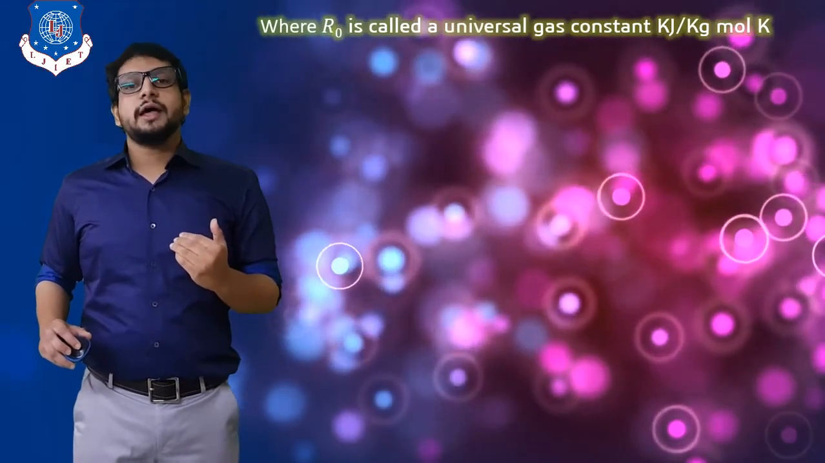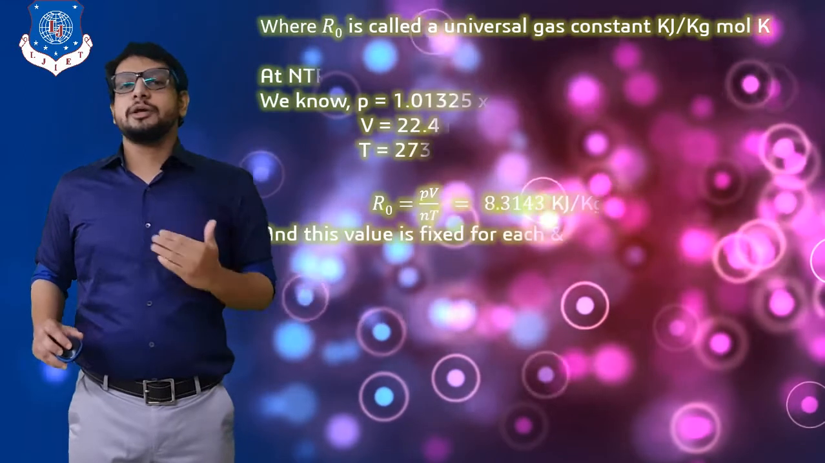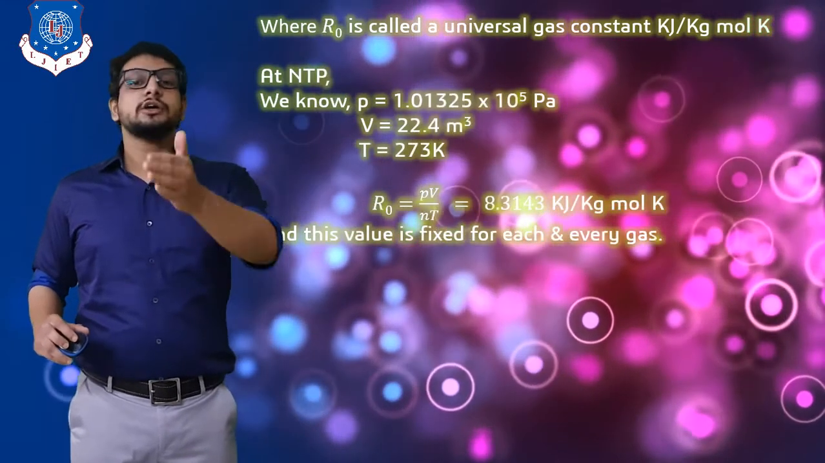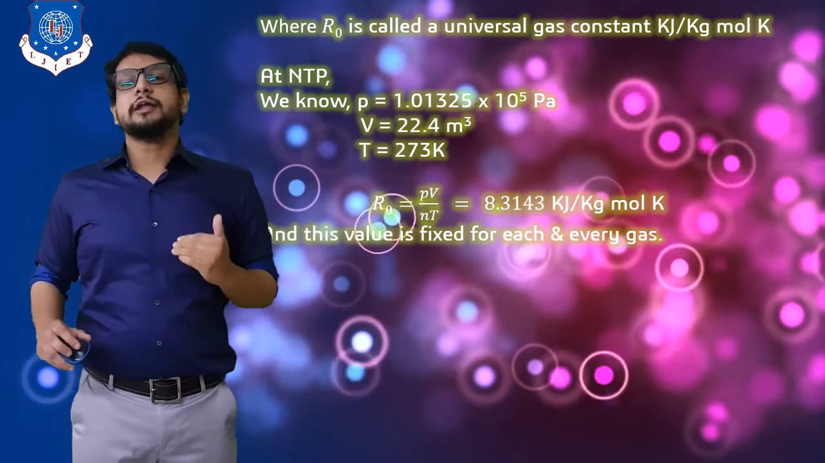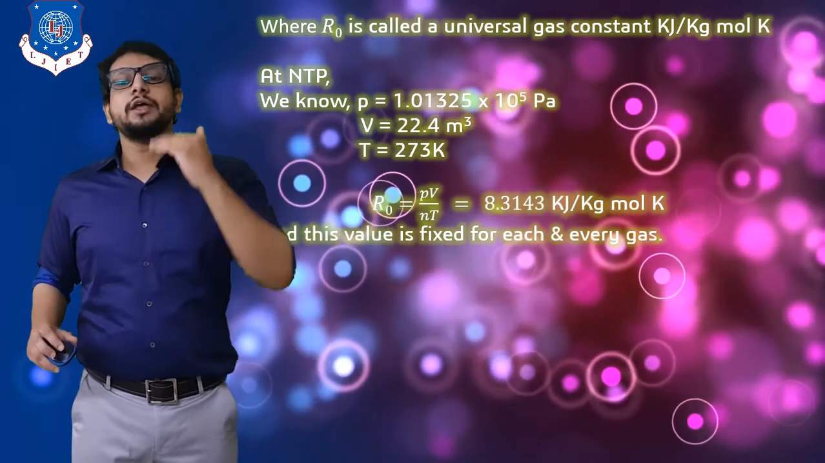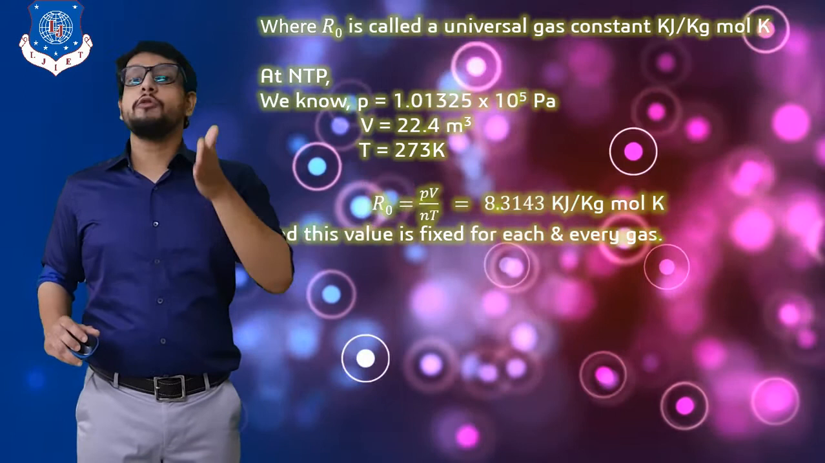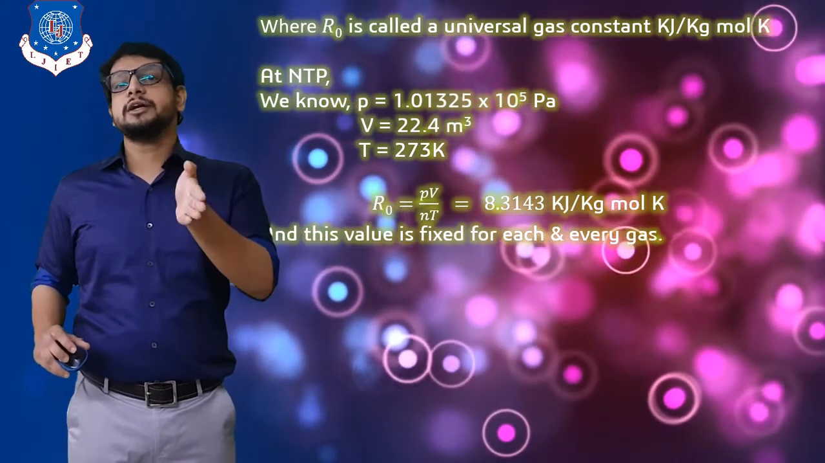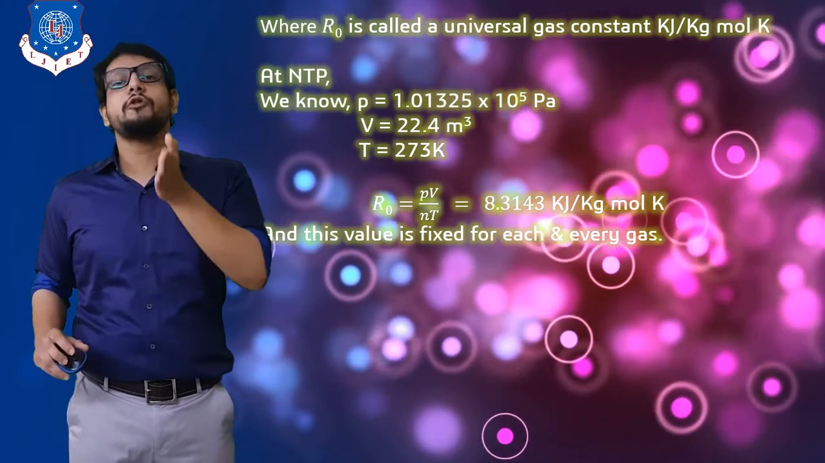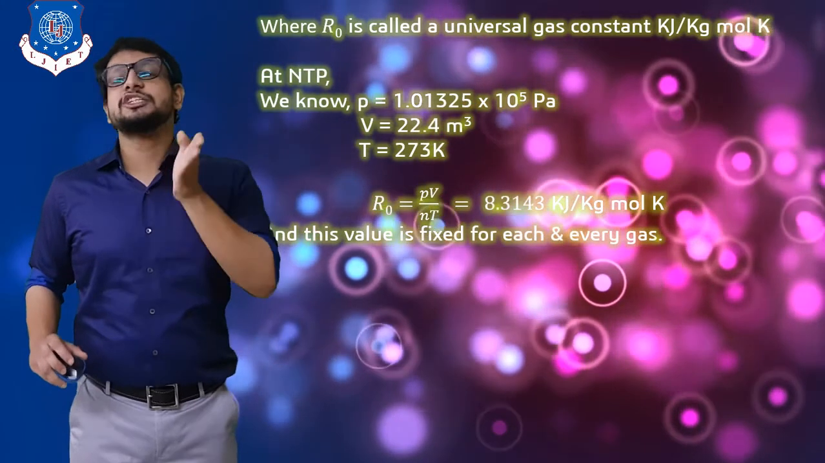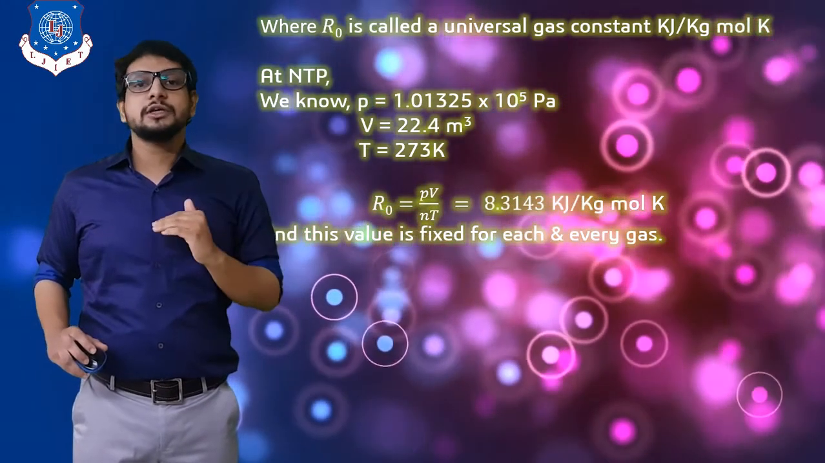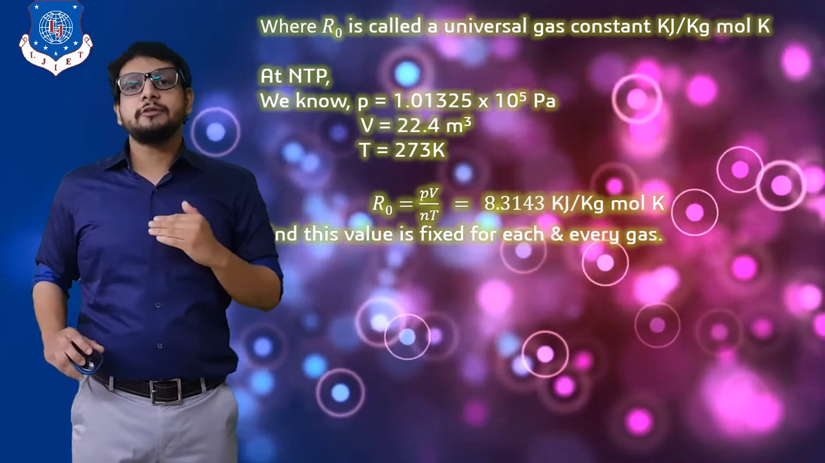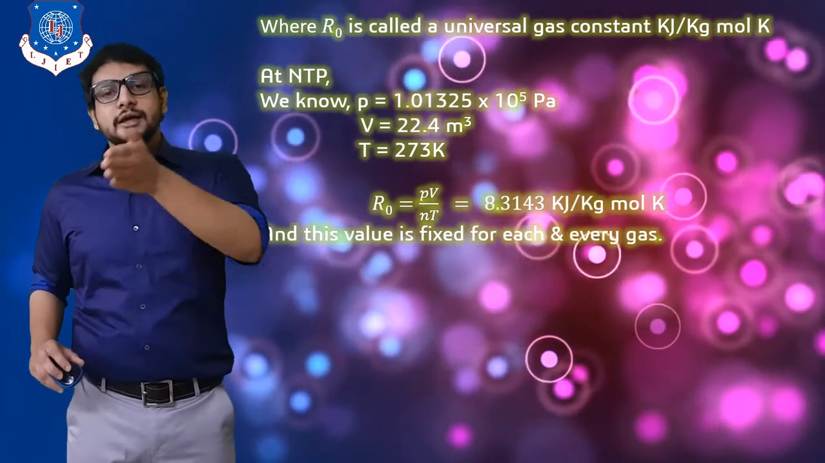So as we know, at our NTP condition, that is normal temperature and pressure condition, pressure P is equal to 1.01325 into 10 raised to 5 Pascal. Volume V is equal to 22.4 meter cube. Remember, at NTP condition, the volume is 22.4 meter cube for 1 kg mole. And temperature, as we know, is 0 degrees Celsius at NTP. So in Kelvin, it would be equal to 273 Kelvin.